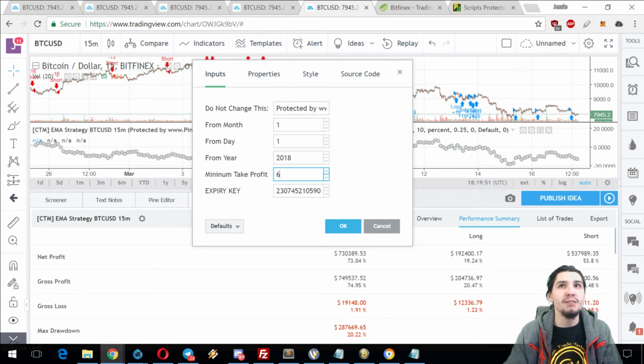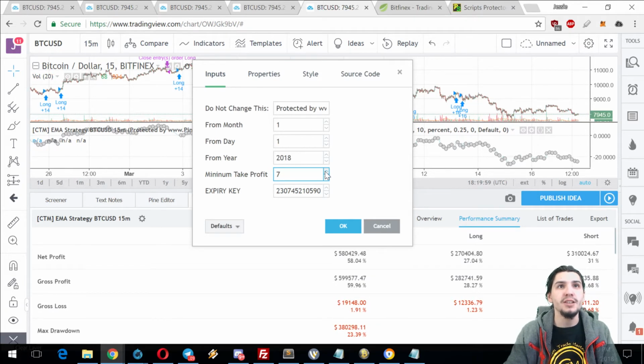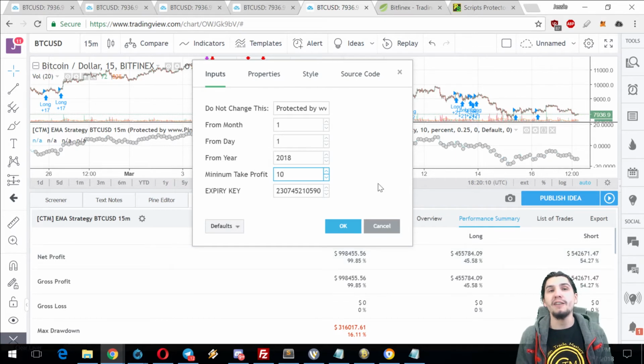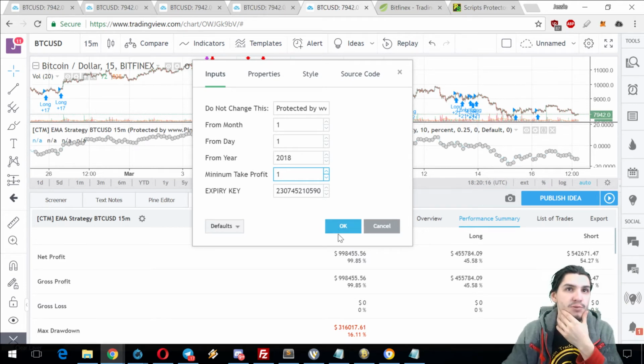And you see at a 6% minimum take profit, we actually end up with a 73% overall profit in the same time frame. And I haven't been through them all. See, 7% gives us 58% gain, and so on. So you can play with these numbers, all right? And whoa, look at that! At a 10% minimum take profit, you would have made 99.85% by playing this exact strategy since January 1st. But anyway, the default value is 1%.